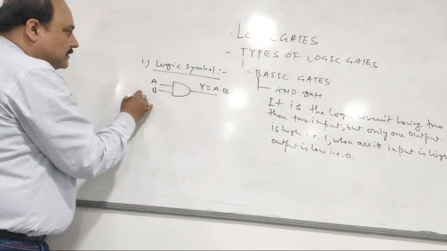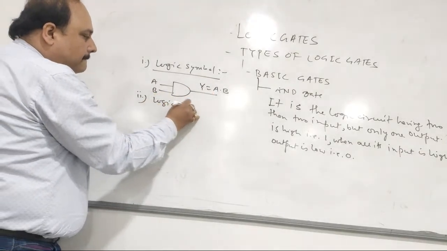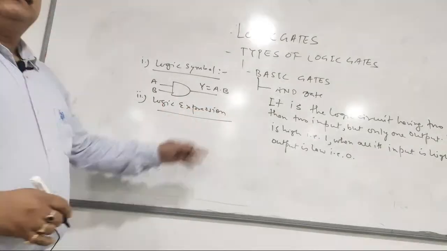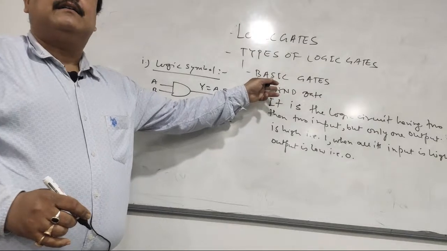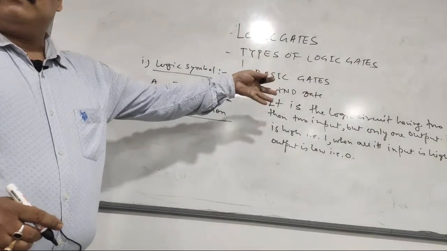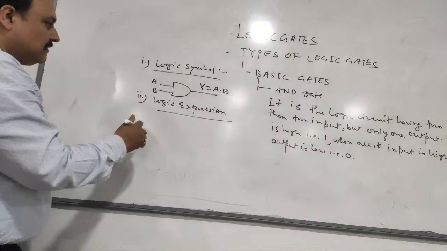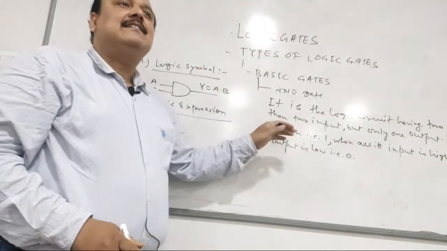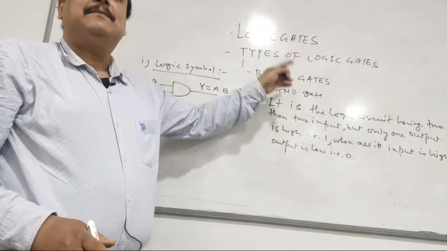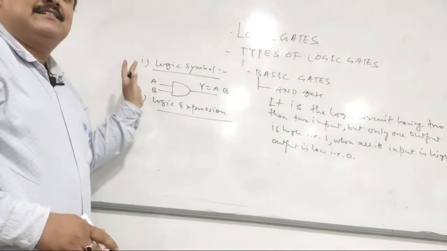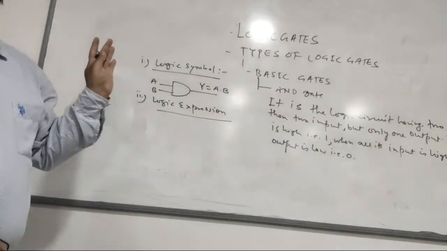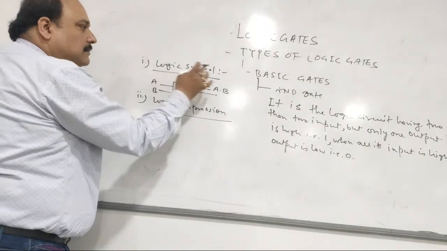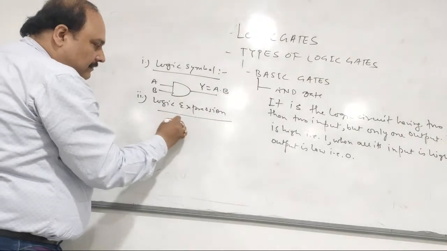Second characteristic. Right now we are discussing the AND gate. Where is the OR gate and NOT gate? Right now we are discussing the AND gate. So this is the symbol of the AND gate. We are discussing the characteristics of the AND gate, because after the definition of the AND gate we are discussing the characteristics. So there is no need to say whether it is OR gate or AND gate. This is the logic symbol of the AND gate.